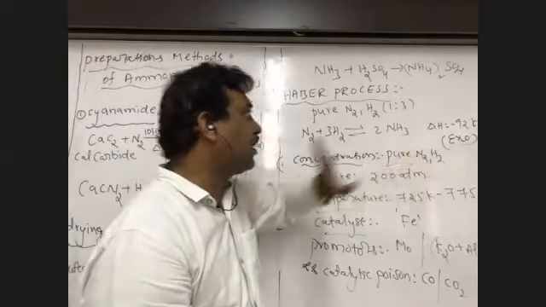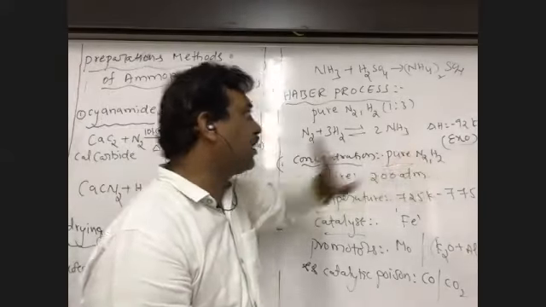Temperature: formation of ammonia is an exothermic reaction. According to Le Chatelier principle, exothermic reactions are more favorable at low temperature. But in this case, at low temperature the rate of reaction is very slow. So low temperature is not used; we have to use the optimum temperature, which is in the range of 725 Kelvin to 775 Kelvin.